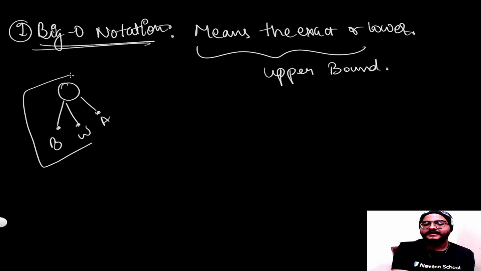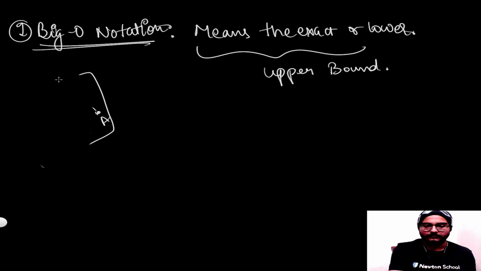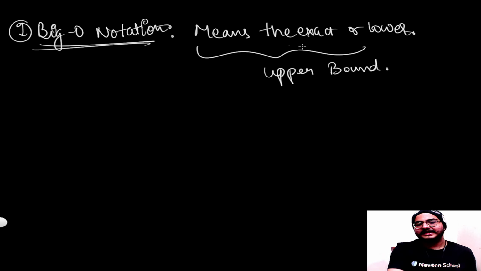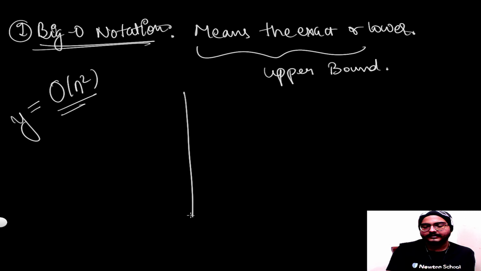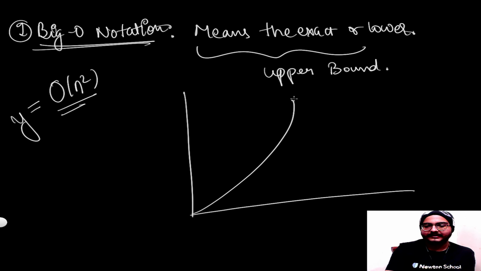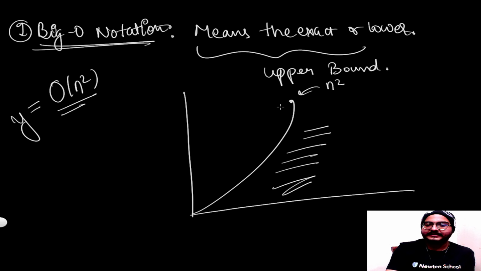It is basically the way of representation of our program. So it provides an upper bound for my function. If I write my function is equal to big O of n square, it means that either my function would have complexity of n square or less than that. Like this is the upper bound.